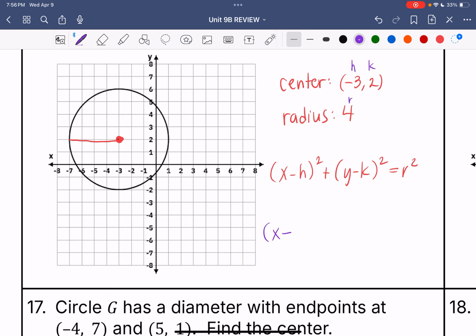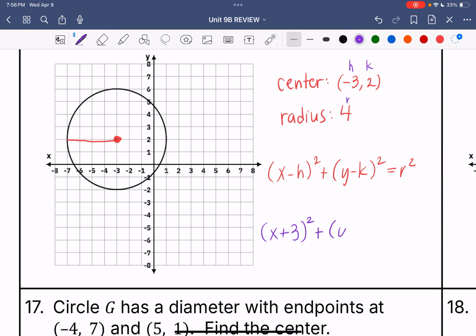X minus, so h is -3. So if you put -3 here, that double negative really just changes this to a plus sign. Plus y minus, k is 2, equals r squared. So if r is 4, r squared has to be 16. So we would do 4 to the 2nd power. So this right here is the equation.